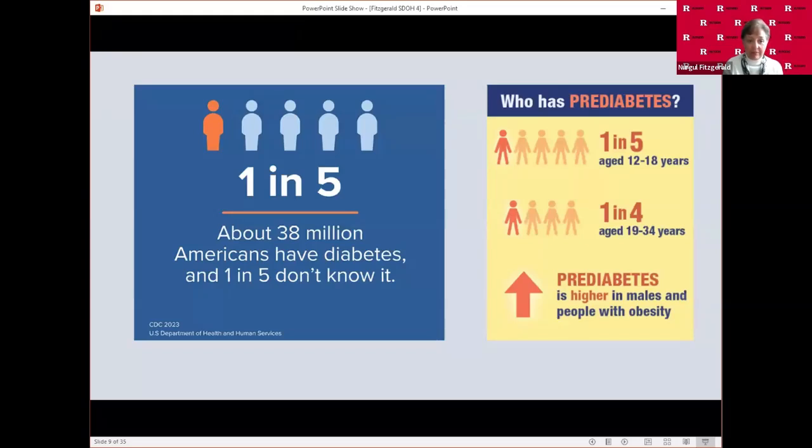About 38 million Americans have diabetes, and 1 in 5 of them is undiagnosed. So there is a huge amount of undiagnosed diabetes, and in addition, pre-diabetes numbers are even higher. I included on the right-hand side of this slide the statistics for children, youth, and younger adult ages. 1 in 4 individuals age 19 to 34 have pre-diabetes.